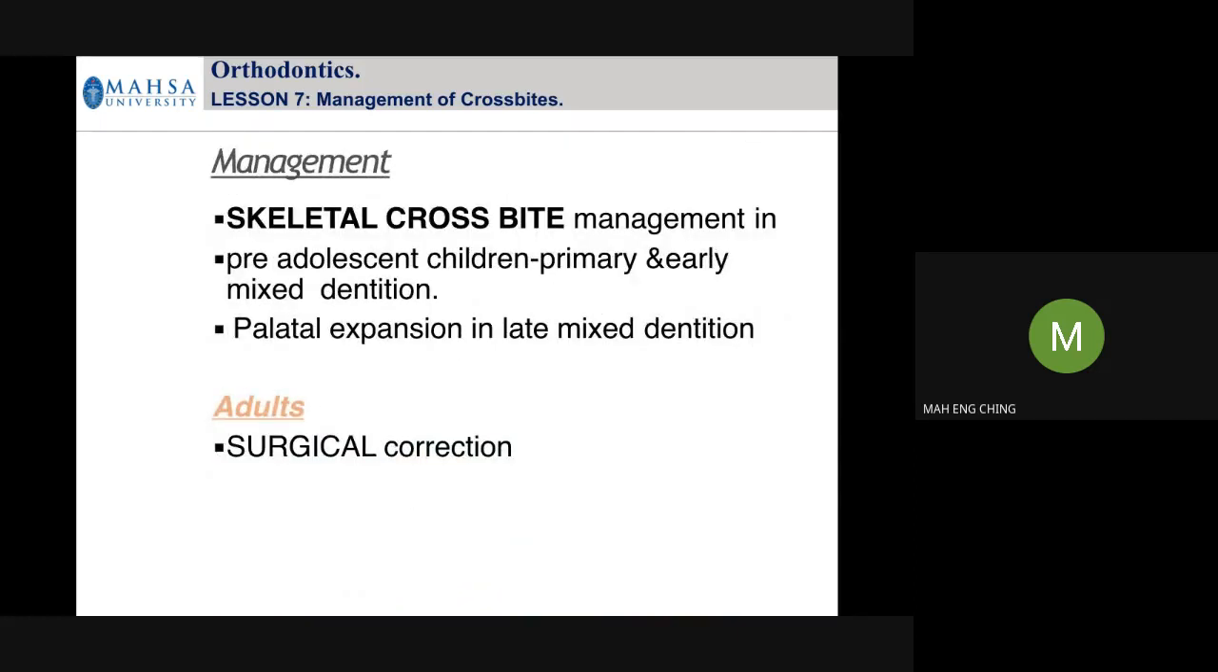So skeletal crossbite management can be done pre-adolescence, which is the primary or early mixed dentition. Then you can use a palatal expander in the late dentitions, or you can do it surgically later. So you see in this slide, if you do it early, it will be easier. You only need the expander. But if you do it later, when everything is fixed, then a lot of the time it involves surgical corrections.